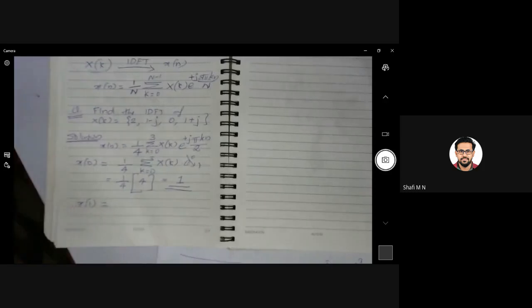Try to do x of 1. Hope you are comfortable with this e raised to j values and all. Else you can use the calculator, the r angle theta formula on the calculator. You find x of 1, x of 2 and x of 3. That's the task for it.